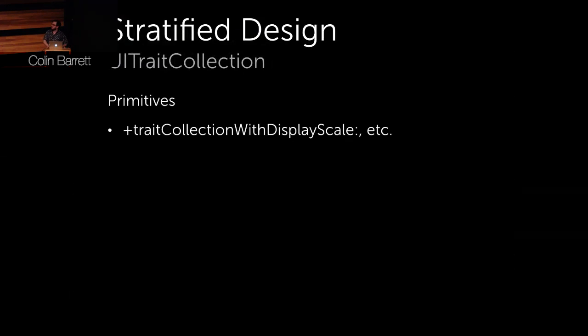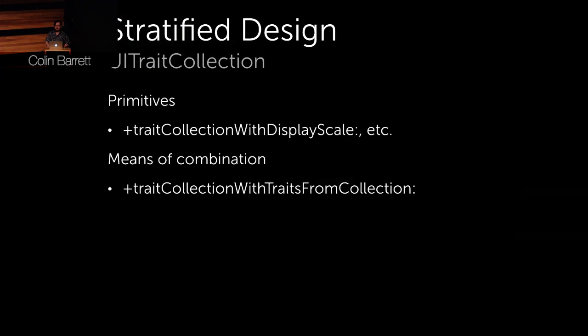We have this UITraitCollection class, and so the primitives here are going to be trait collection with display scale types of things. And to combine them, we have trait collection with traits from collection. And that will take our primitive traits and make one sort of combined collection with all of those different sets. And then we can use that to do queries and other sorts of things.